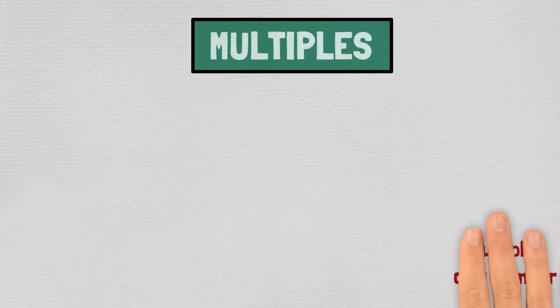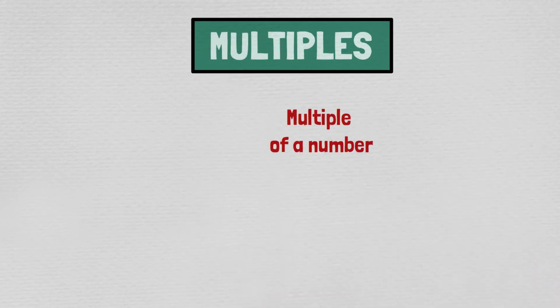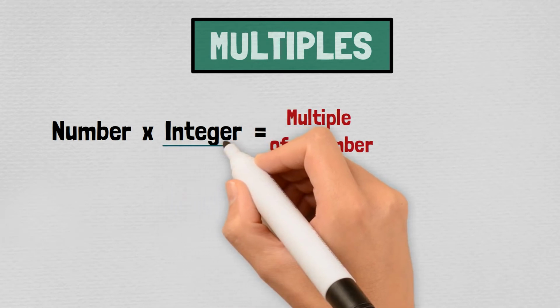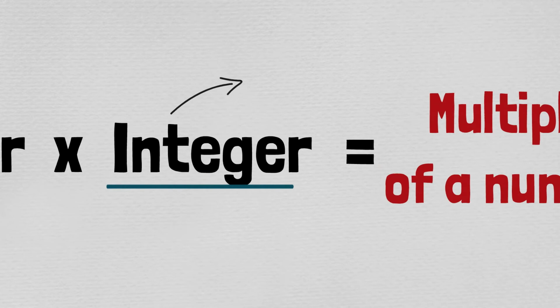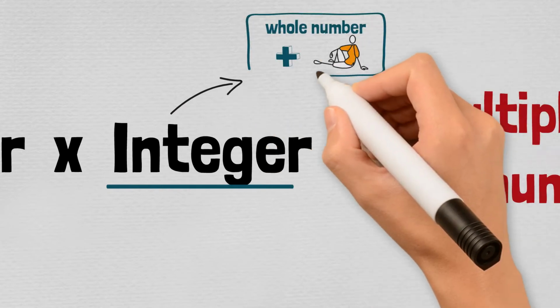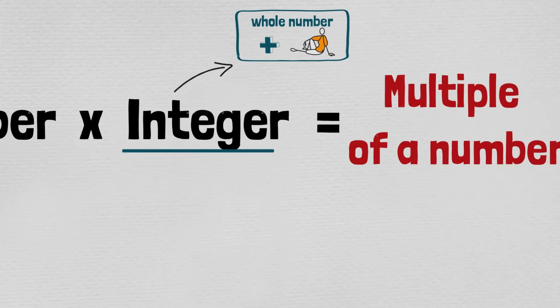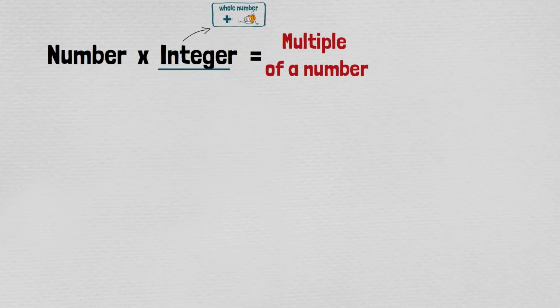Before we do that, however, we need to know what a multiple is. A multiple of a number is simply the product of multiplying this number by an integer. As you probably already know, integers are whole numbers without fraction components. There are both positive and negative integers. However, for now, we will only work with the positive ones, and we'll leave the negative numbers for another video.